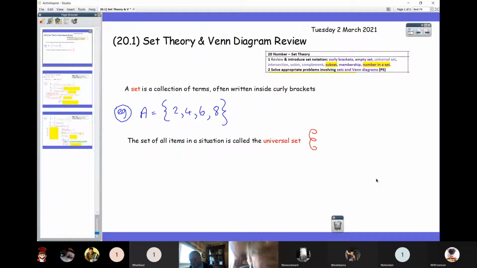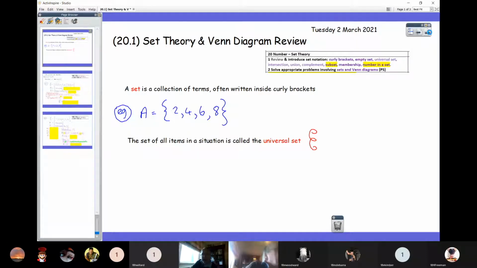So a set is a collection of terms, often written inside curly brackets. So you could be told that set A is 2, 4, 6, and 8. Now, with all these questions, they always tell you what numbers are involved in the total question. So in other words, if you've got that rectangle around a Venn diagram, which numbers have to be placed somewhere. Think of this as all the numbers that are in your universe. They're the only numbers that count for that question, and that's called the universal set. And if you remember, that's that capital E, which is all swirly, like on the screen.